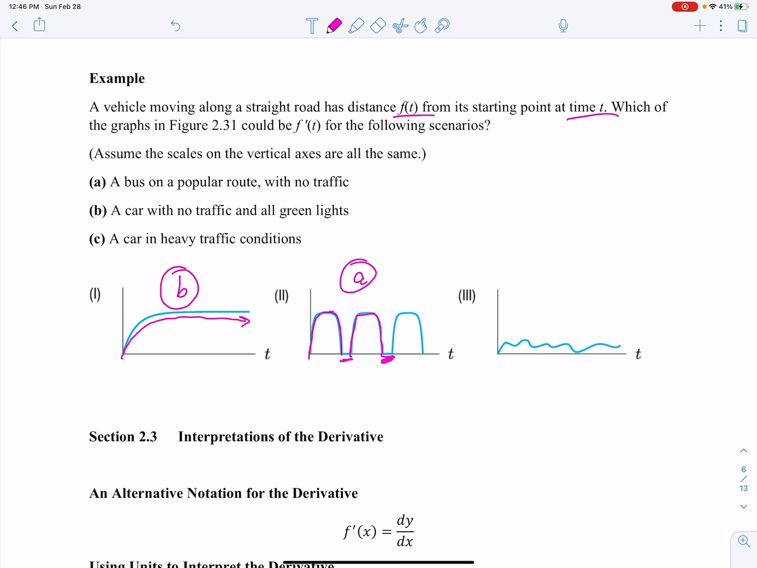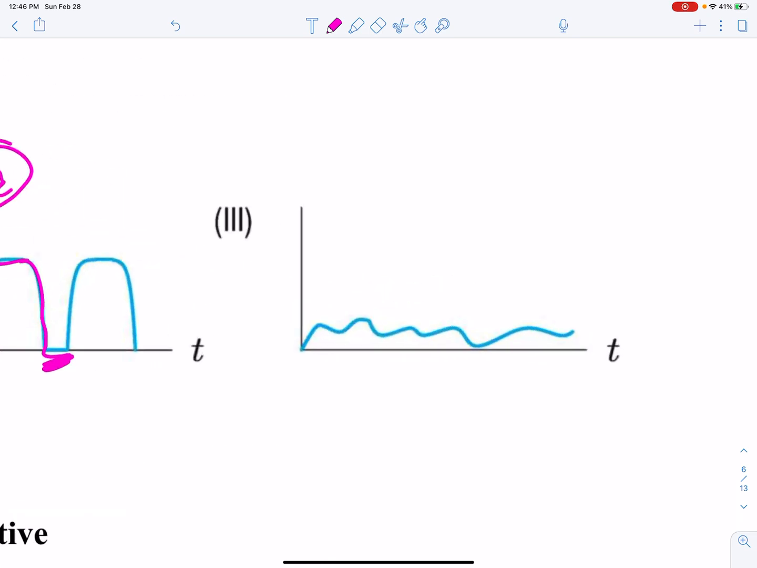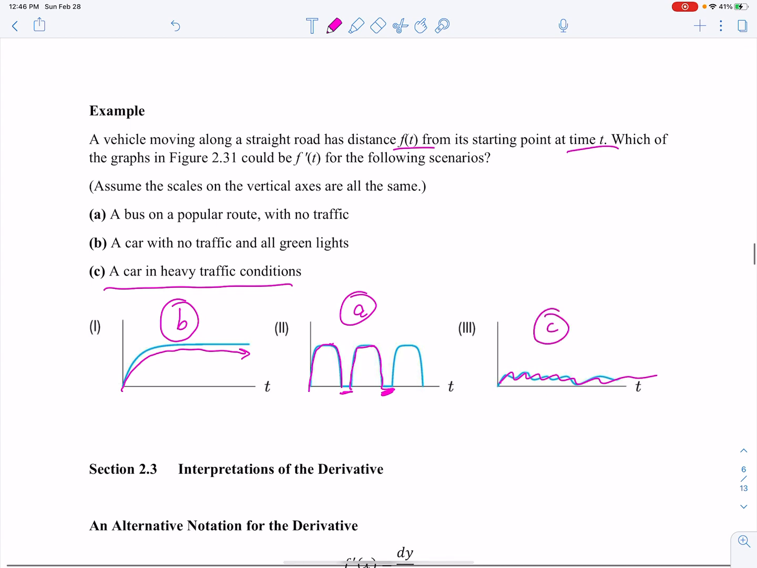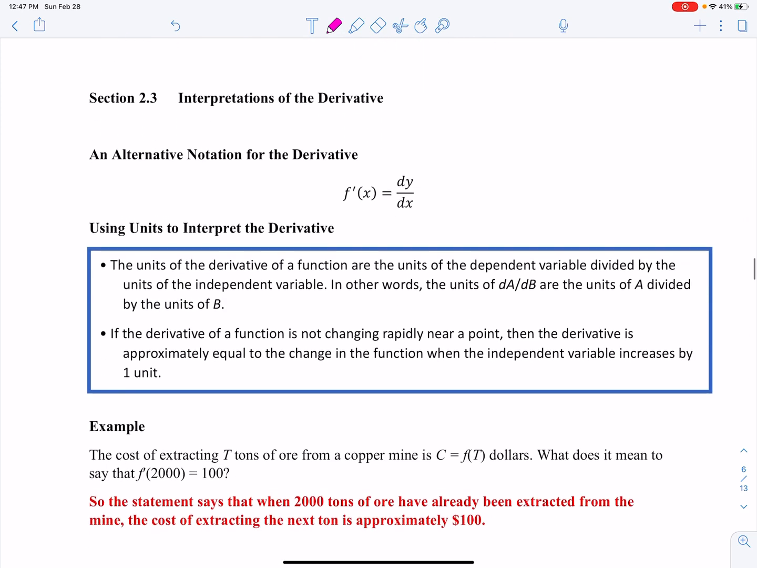And, well, I know we know the last one is C, but of course, let's analyze it. A car in heavy traffic conditions. This is driving on those darn Southern California freeways, isn't it? Speed up, slow down, speed up, slow down, speed up. Oh, all over the place, right? So this would definitely be traffic conditions. Okie dokie. All right, moving on.